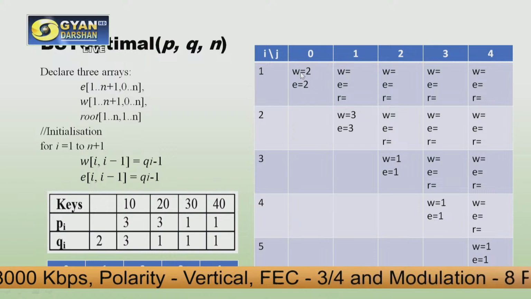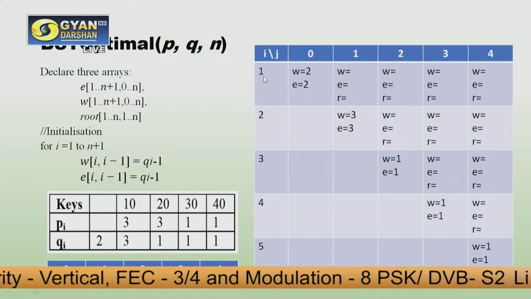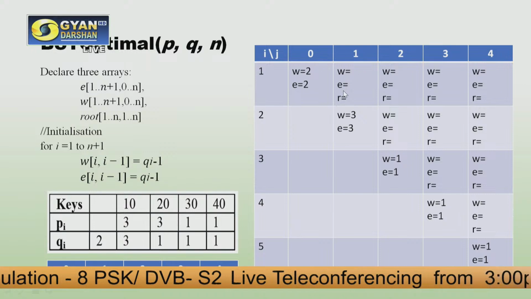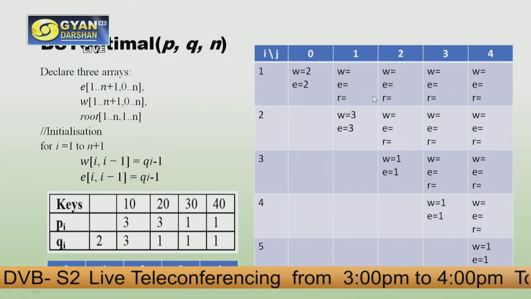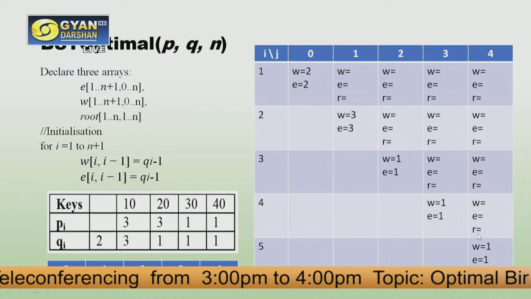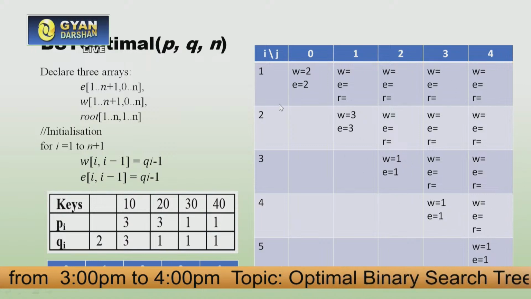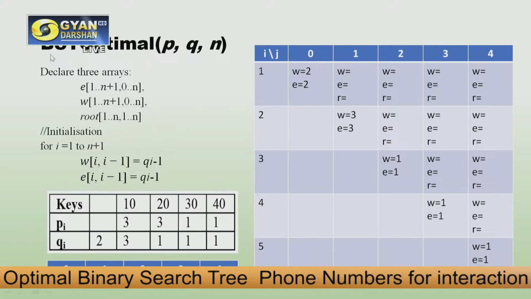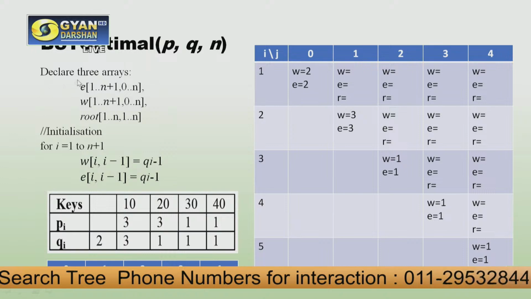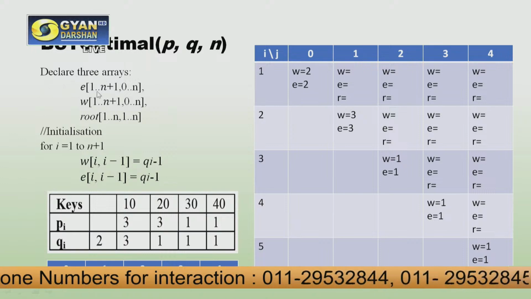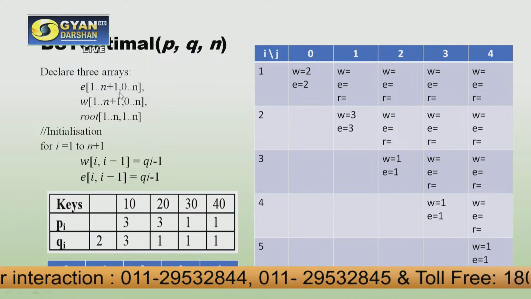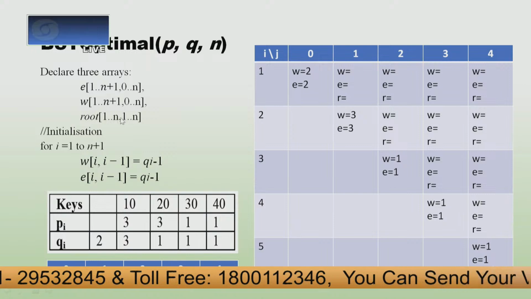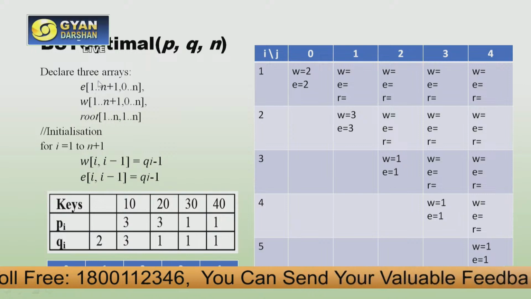The value of W represents Wij, that is, W1,0 in this particular case. E represents the expected cost, and R is the root. This is the way this particular table will be organized. Right now, it has just been initialized. How is it initialized? With the help of this particular program available over here. We have 3 arrays, which we have already discussed along with their indexes: W, E and root. Root will store which node exactly is the root.